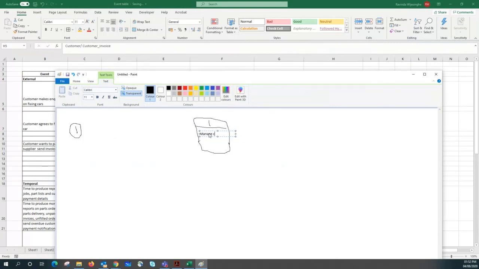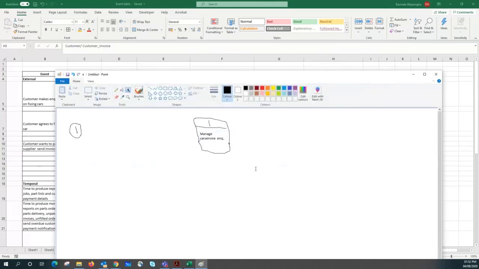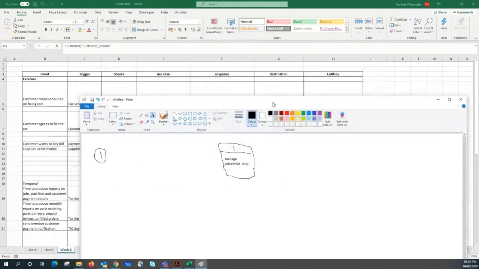Manage car service inquiry. So I just put in INK. So that is my first process, right?